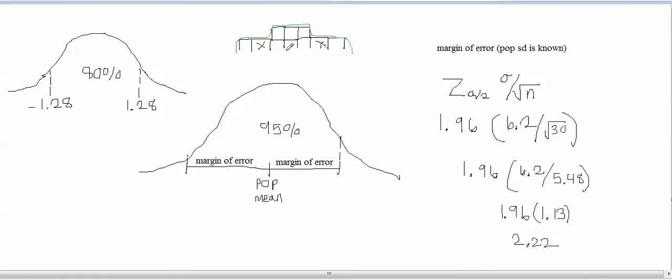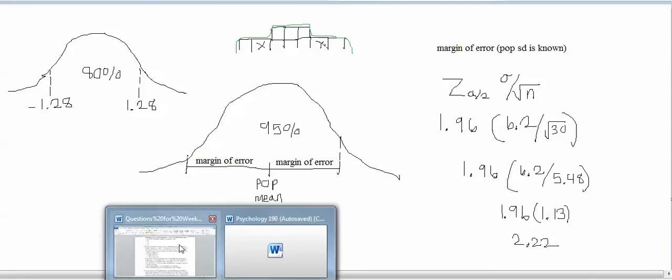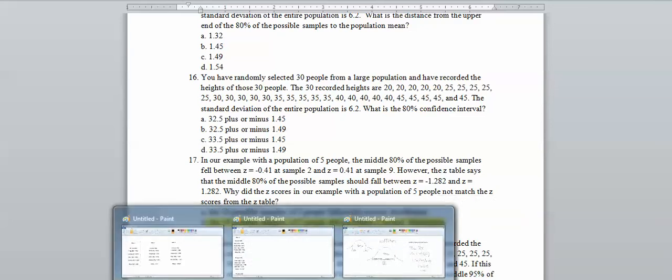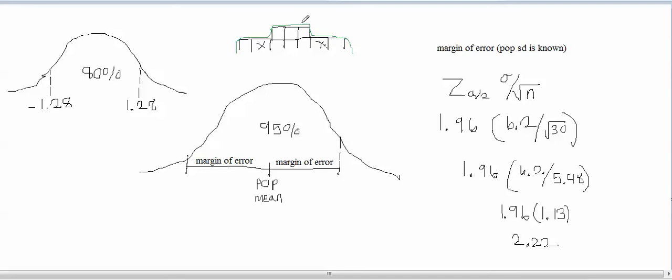So these two numbers right here are the boundary z-scores of the 80% only when the sampling distribution follows a normal curve. If the sampling distribution doesn't follow a normal curve, these won't be the boundary z-scores anymore. So the 10 possible samples that we created in that example did not follow a normal distribution. They followed kind of this flattened out type of shape.